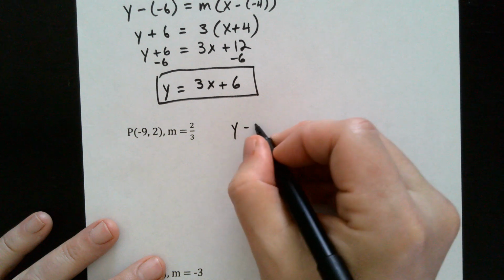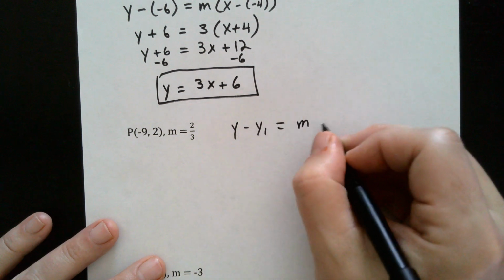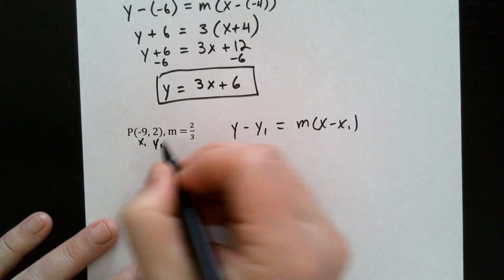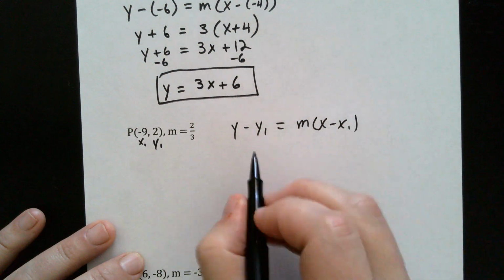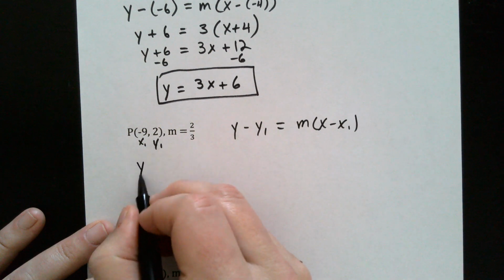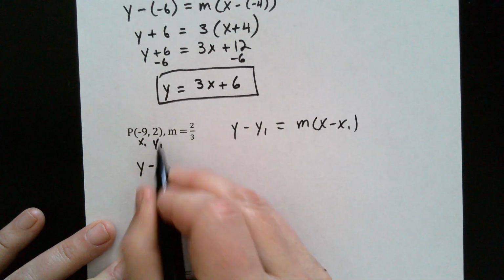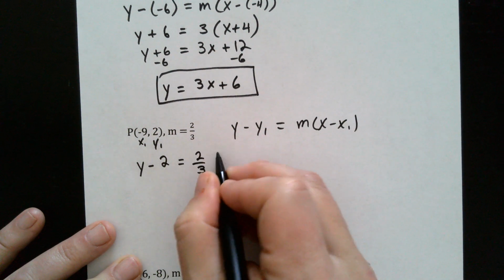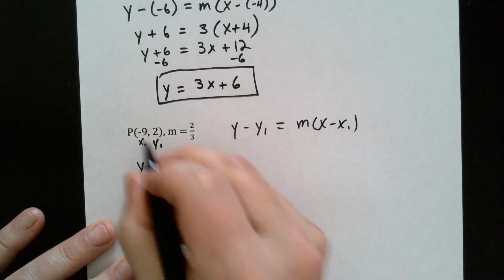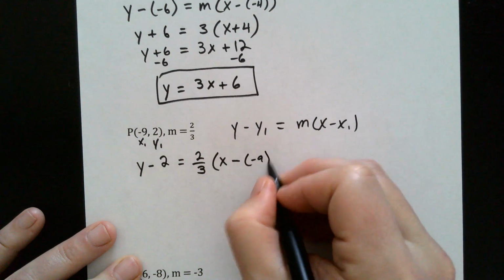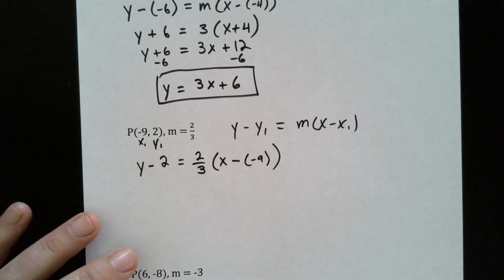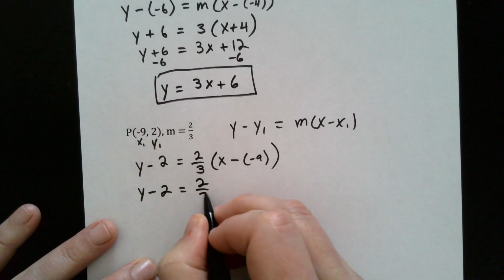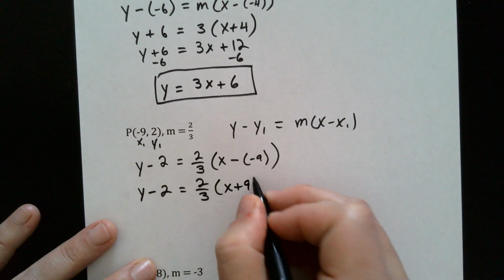Remember, it's y minus y1 equals m times x minus x1. This is x1, this is y1. Okay, so let's plug it in. y minus, here's y1, that's 2, equals m, which is 2/3, times x minus x1, which is -9. So a couple negatives there we'll take care of. Let's go ahead and do that. So y minus 2 equals 2/3 times x plus 9.